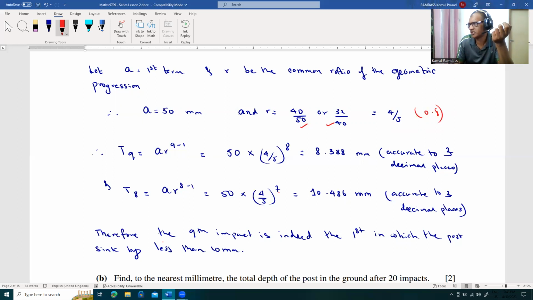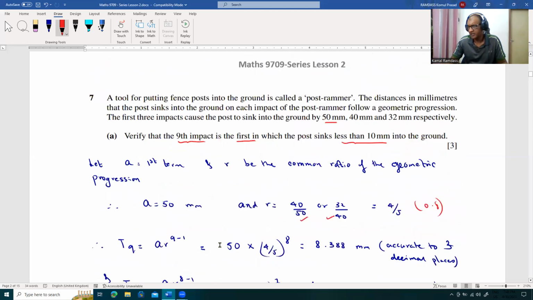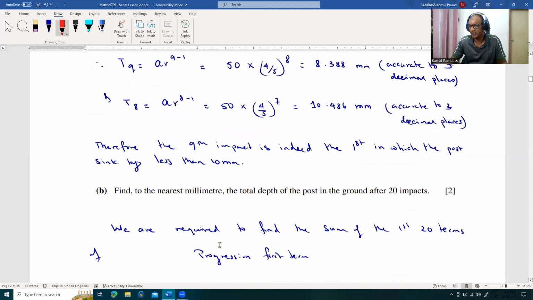Bon, accurate to three decimal places. Therefore, the ninth impact is indeed the first in which the post sinks by less than 10 mm. Bon, ça c'est la première partie de la question.